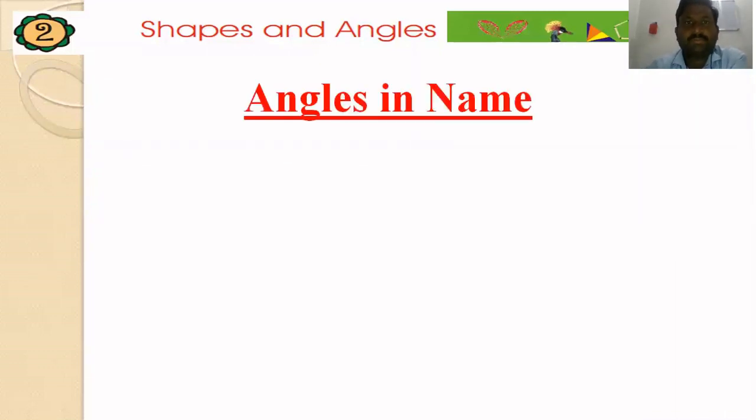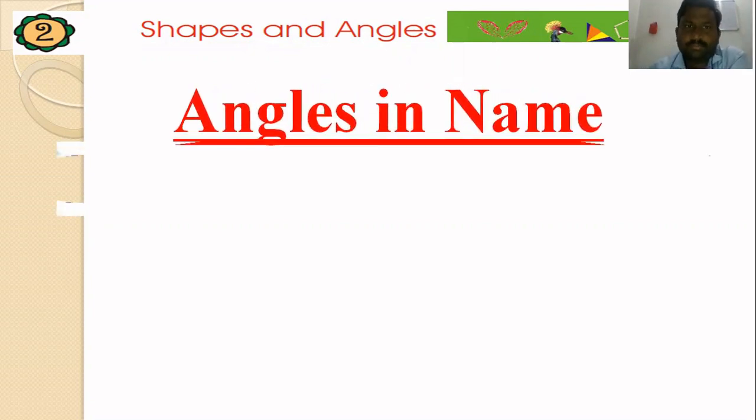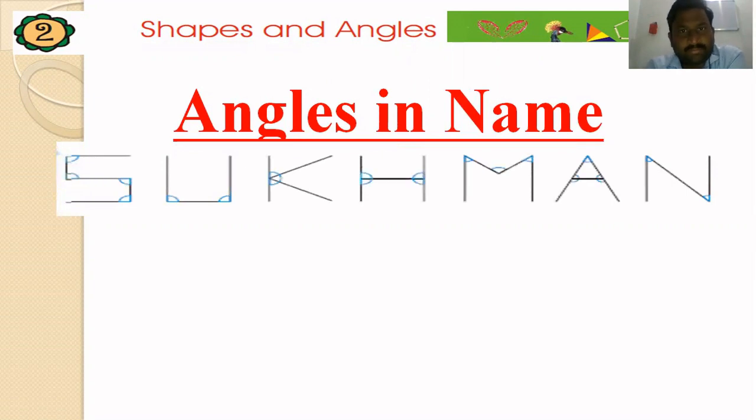Let us start. Angles in names. Angles in names? Yes, angles do have names. Like Sukhman. You can see several angles are marked on this.